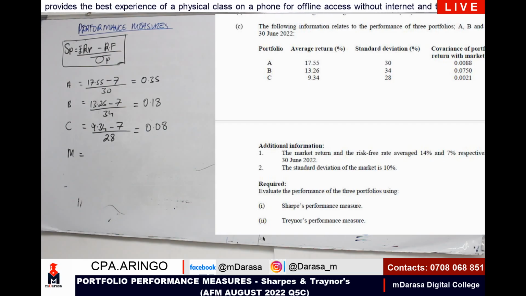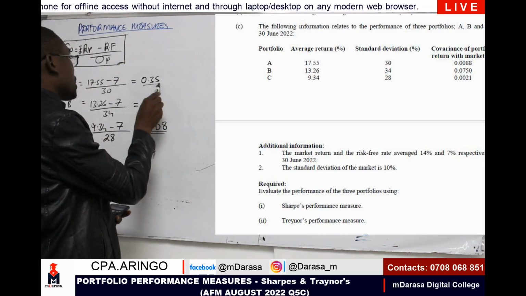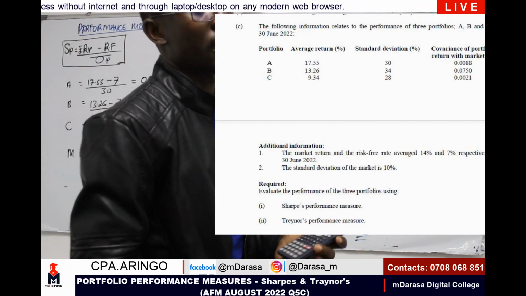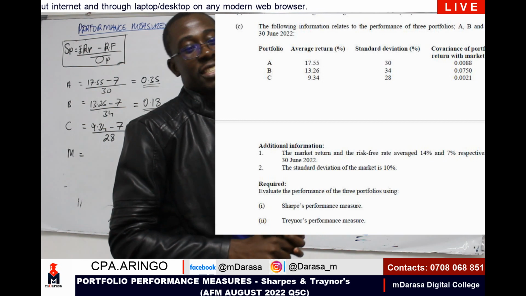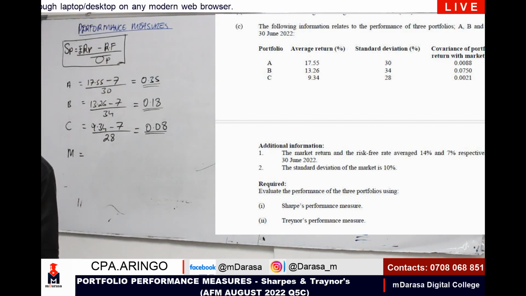So you'll find that in this case we are talking about performance measures. In this context, you can determine the portfolios that are efficient, inefficient, or super efficient, or the one that you can accept. Remember that one we did. So assuming that we are to do that, we'll have to do the same for the market as well, right?